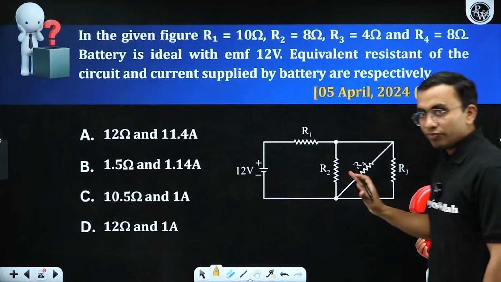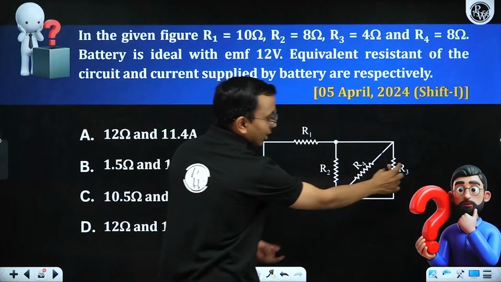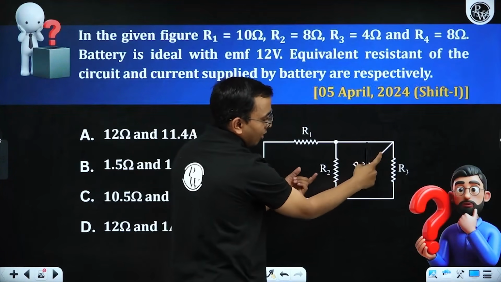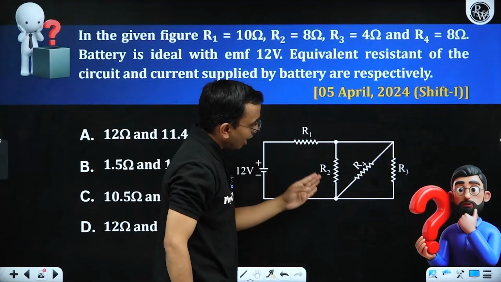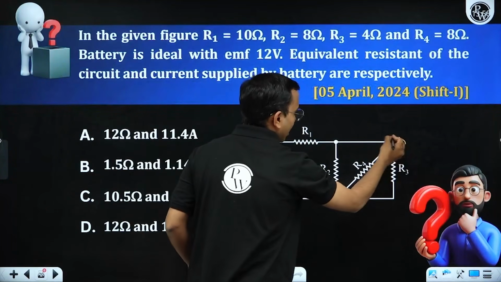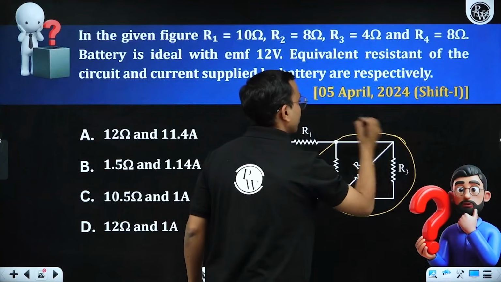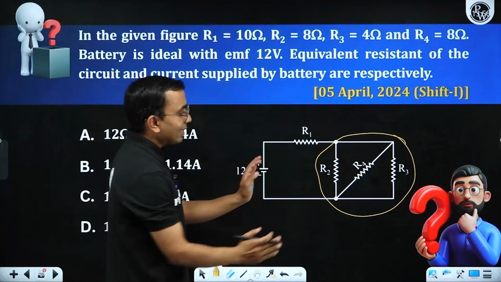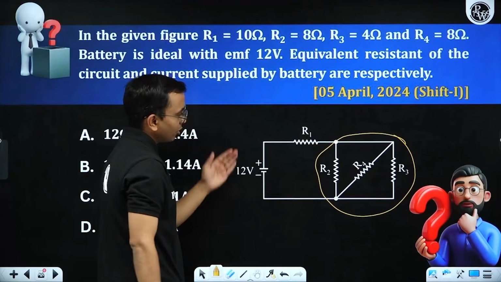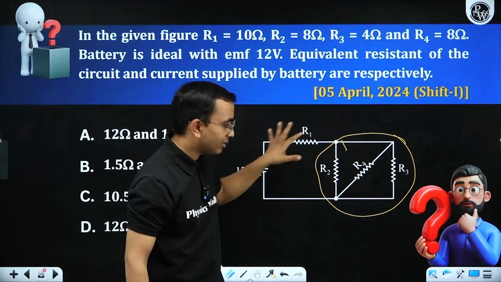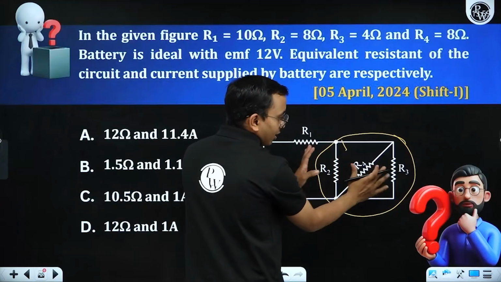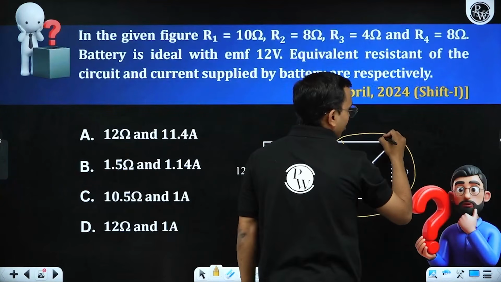Now here you see which are in parallel. R3, R4 both ends are connected parallel. R2 and R4 also parallel, both ends are connected. So I can say R2, R4 and R3, these three are in parallel combination. And the combination of these three is in series with R1. So when you have to find the equivalent here, first find the equivalent of these three, which are in parallel.